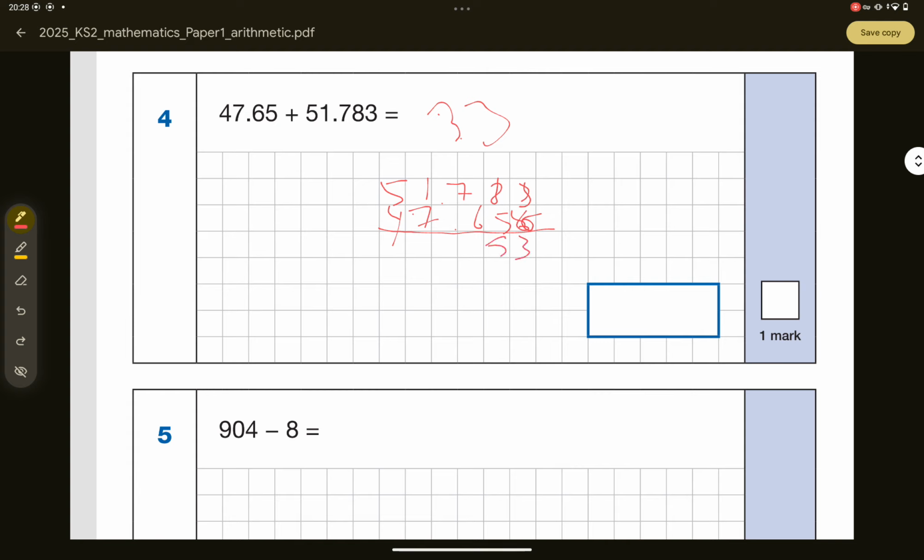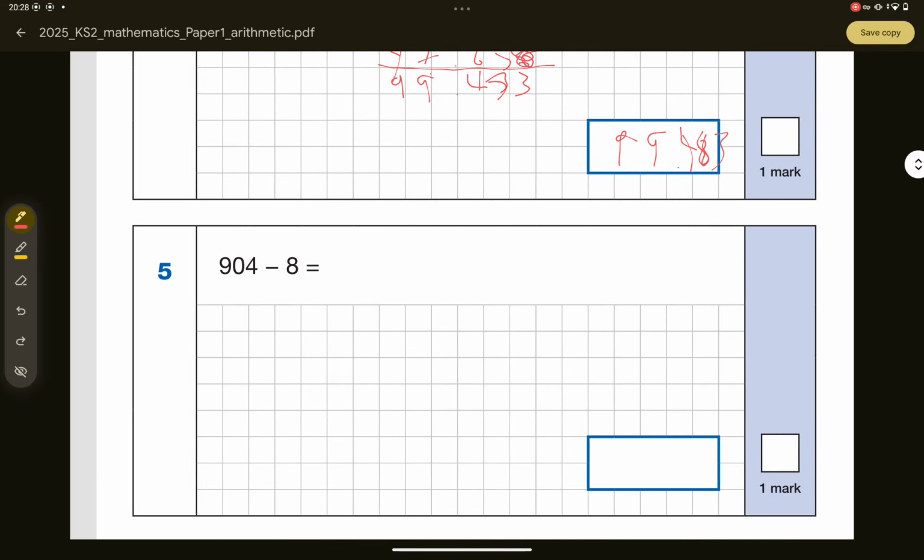So, 3 plus 0. This is meant to be a 0, equals 3. 8 plus 5 equals 13. We exchange the 1. 7 plus 6 equals 13 plus 1 equals 14. And then we exchange the 1 again. 7 plus 1 equals 8, and then add the 1 equals 9. And then 4 plus 5 equals 9. 99.483. Also, you will normally get 30 minutes on the test.